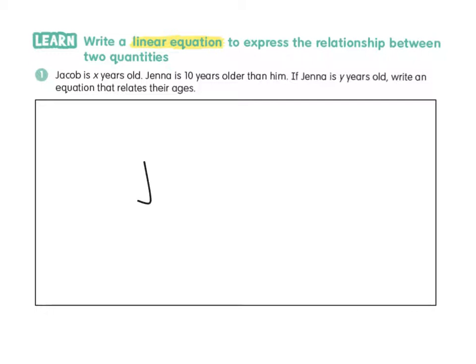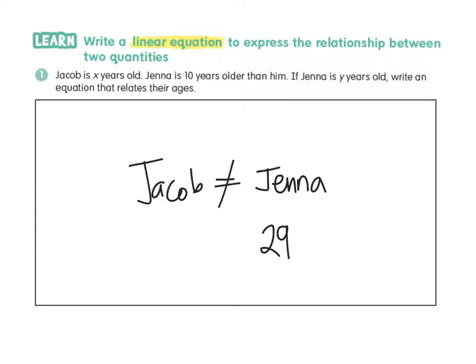We know that Jacob is not equal to Jenna. So we're not going to say that Jacob's age is equal to Jenna's age. They're not the same. An equation is going to be something like, if Miss Mercer is 29 years old, and if Sophie is 12 years old, then an equation would be like 12 plus x is equal to 29. X would represent the amount of years that Sophie would need to gain in order to be as old as Miss Mercer is right now. So that would be an example of an equation.